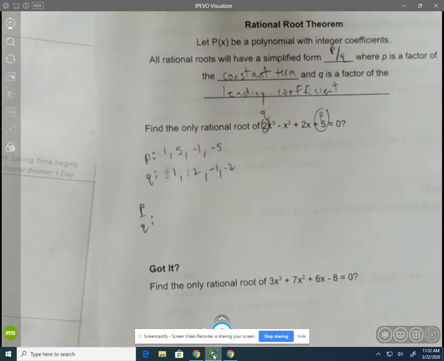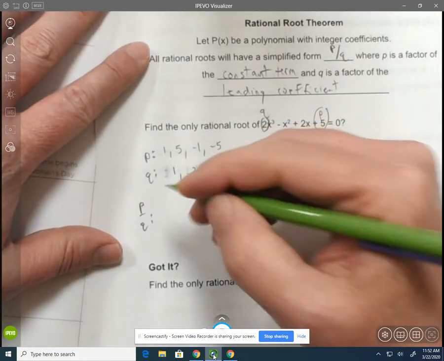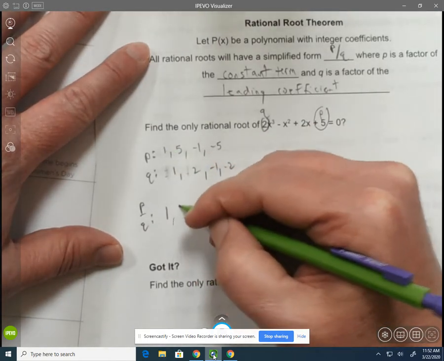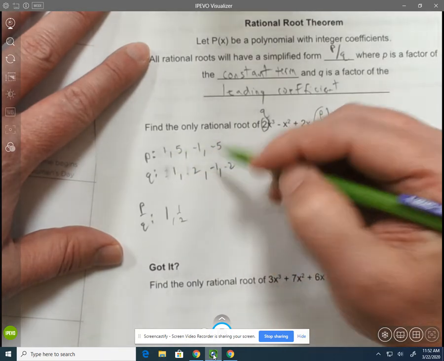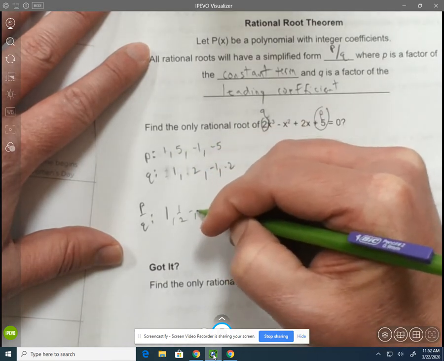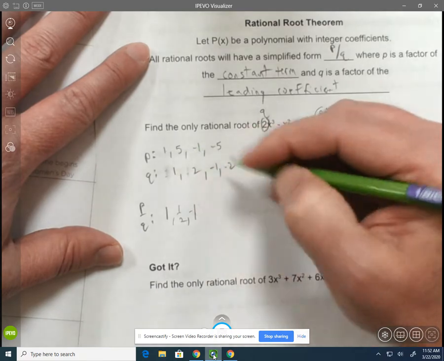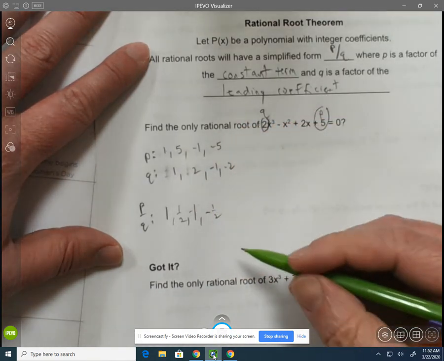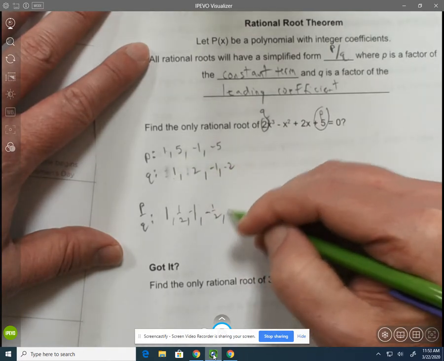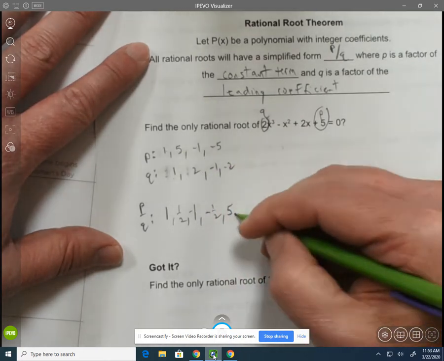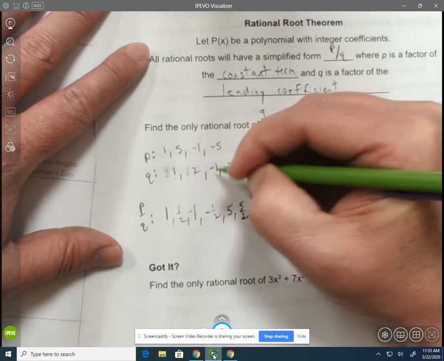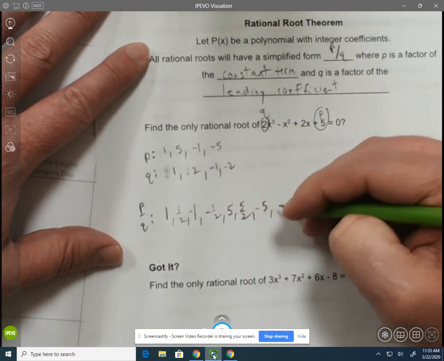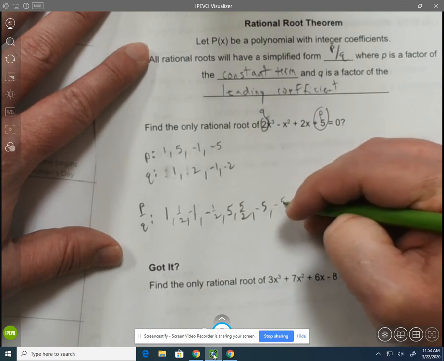So here are the possibilities. It could be 1 over 1. Well, that's just 1. It could be 1 over 2. It could be 1 over -1. That's just -1. Or it could be -1 over 2, or 1 over -2, which is -1/2. It could be 5 over 1. It could be 5 over 2. It could be 5 over -1, or it could be 5 over -2. And that would be -5/2.